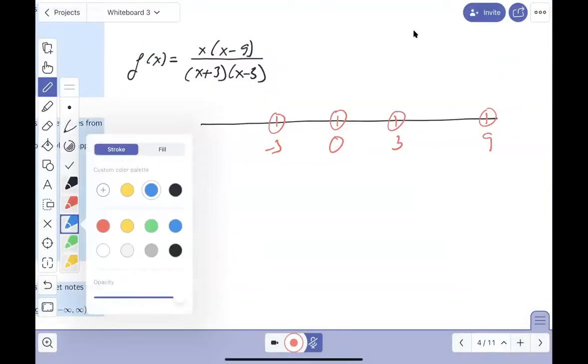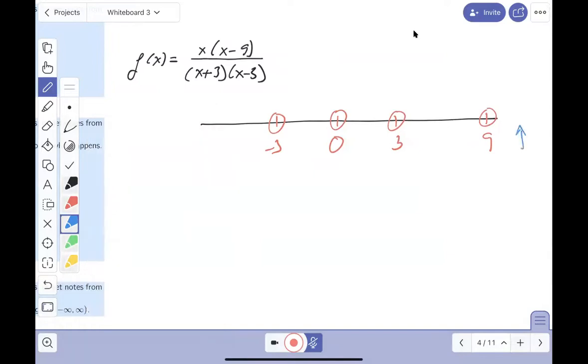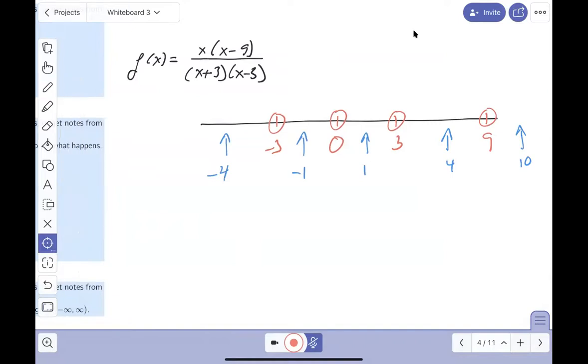And I'll take test points for you. And so, what test points you're going to pick? I don't know, 10, 4, 1, minus 1, and minus 4. All right, let's do one. Let's do 10 first. Now, I want to plan what I'm doing. I'm plugging the 10 in. I want to see, is it positive or negative? Positive, positive, positive, positive. Everything is positive.